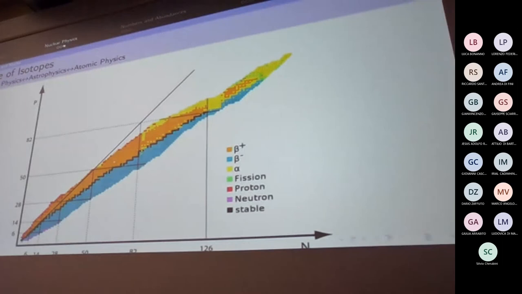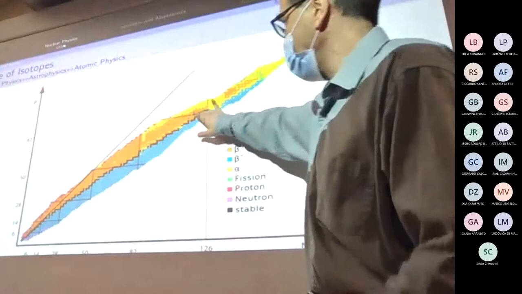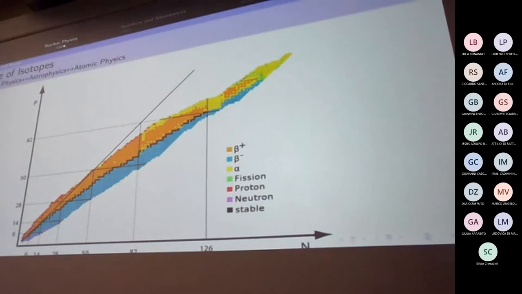In order to stabilize the element. In order to stabilize them, yeah. This is what we call the valley of stability. These are the stable elements. Why do stable elements have more neutrons than protons? The mass of neutrons is greater. Okay, you're getting close. The nuclear force is part of it. It's actually not the nuclear force, but it is a force.